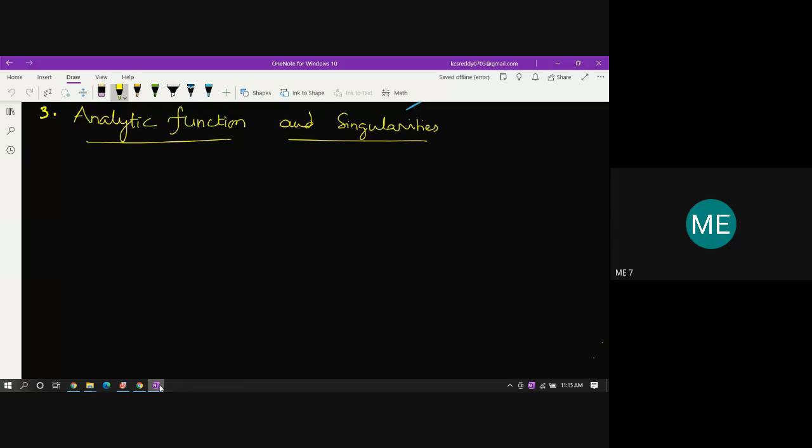Good morning. In the last class, we discussed the step-by-step procedure of the Nyquist plot criteria. So today we will talk about step 3, that is analytic function and singularities. So what is meant by an analytic function?